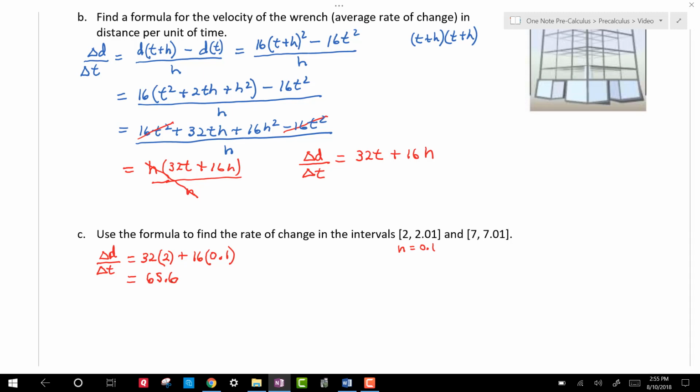All right, now what you want to think about here is what we've just computed is the change in distance in relationship to the change in time. So what does that mean? It means that the wrench is falling. This 65.6 represents, I think we're in feet here, so this is 65.6 feet per second. Because remember, the top of this, the change in d, represents feet. The bottom represents seconds. And since there was no denominator, we just assume that's 1 second. So in the interval from 2 to 2.01 seconds, the wrench is falling at a rate of 65.6 feet per second.